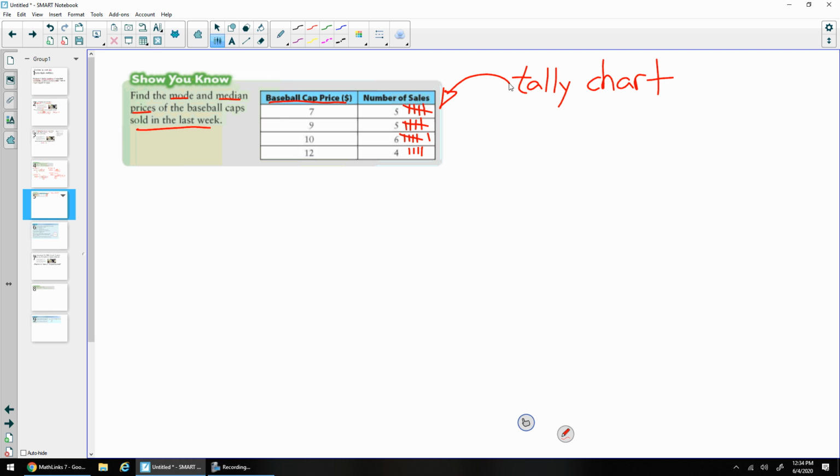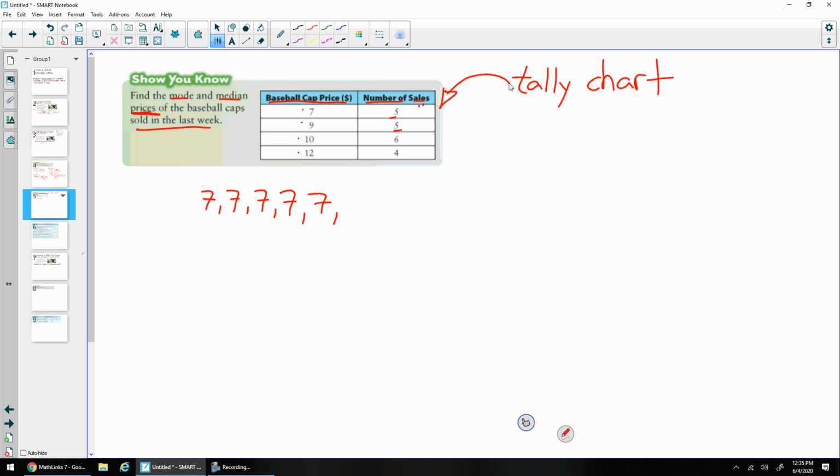So there's baseball caps that cost $7, $9, $10, and $12. And then this list over here, the number of sales, that tells us how many of each of those prices caps were sold. Okay, so if we wanted to show this as a list, we actually could. I'm just going to erase these for now. There are 5 $7 caps sold. So since we're looking at the mode and median of the prices, there'd be 5 $7 caps sold, 7, 7, 7, 7. I could rewrite this tally chart out as a list.